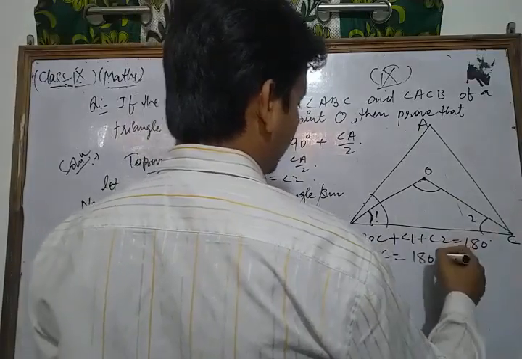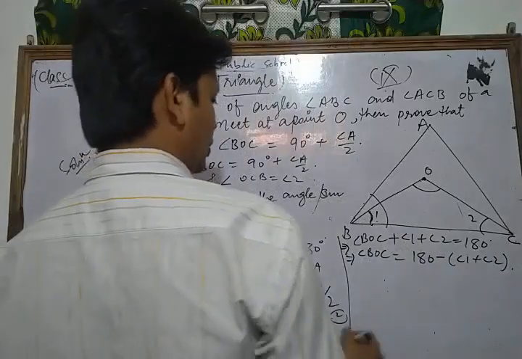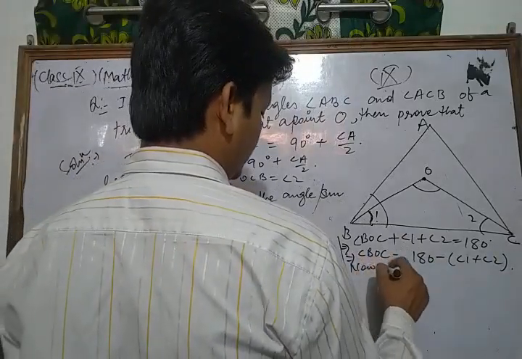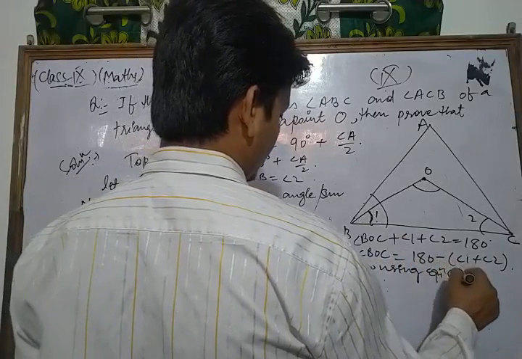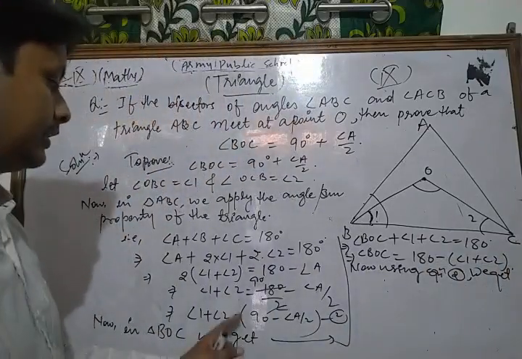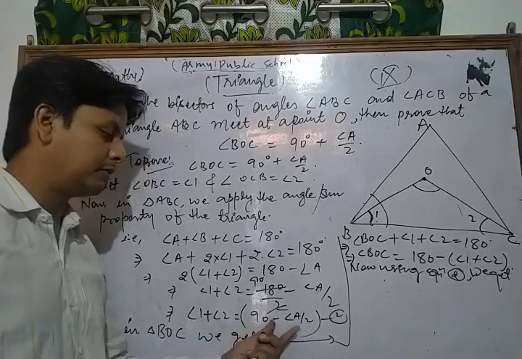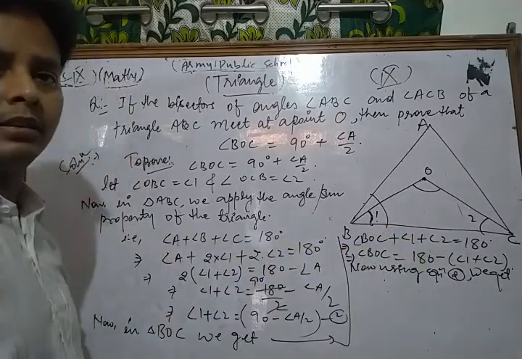We transfer that side: minus angle 1 plus angle 2. Okay, so now using equation 2, we get... let's see. Using equation 1, the value of angle 1 plus angle 2 is equal to 90 minus angle A by 2. So we put that value in that equation.